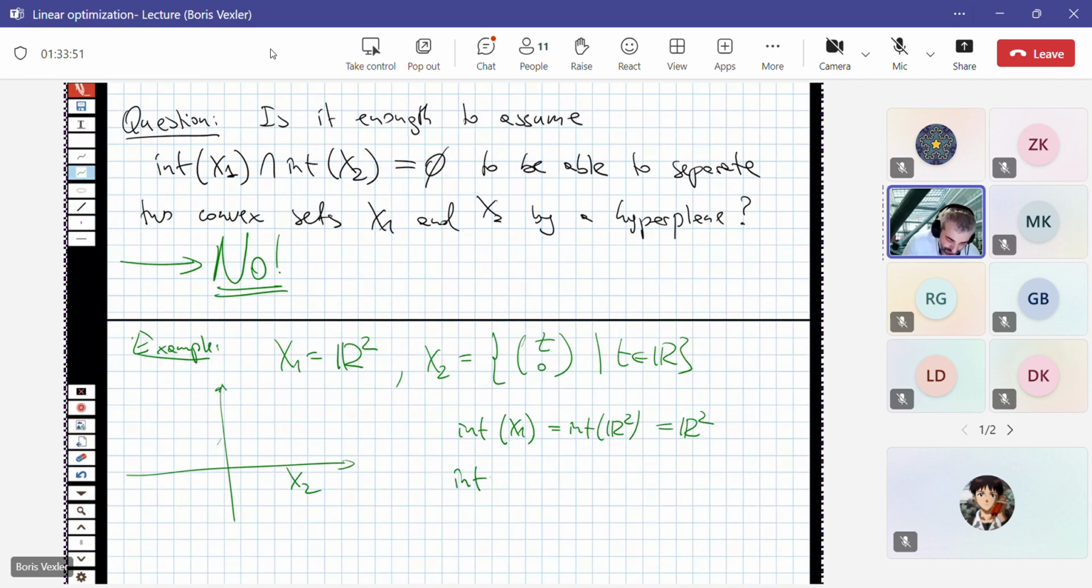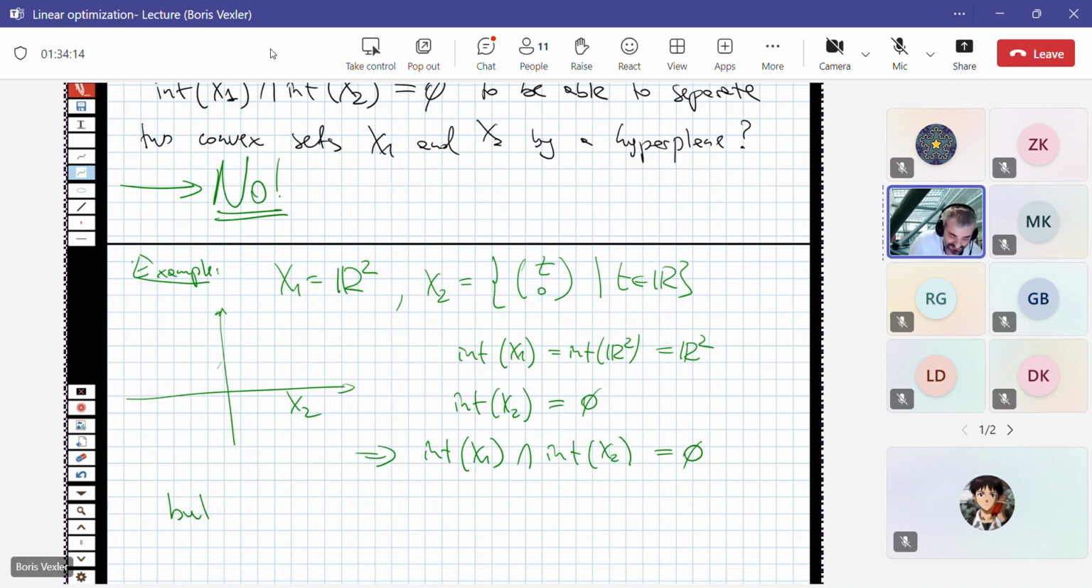What is the interior of X2? Question to you. Empty set. And therefore the intersection of the interior of x1 and the interior of x2 is of course also the empty set. But of course there is no separation between x1 and x2, since x1 is the whole R2.